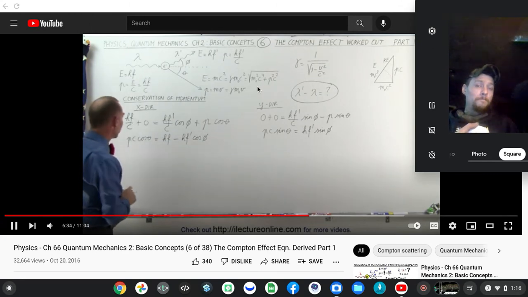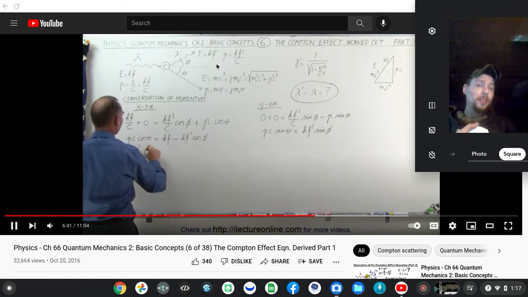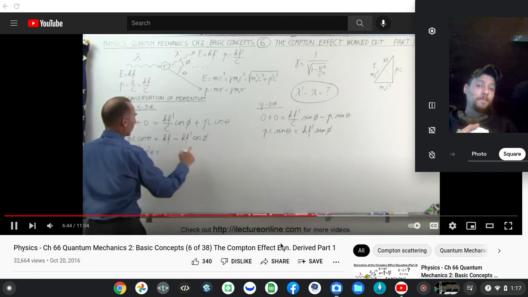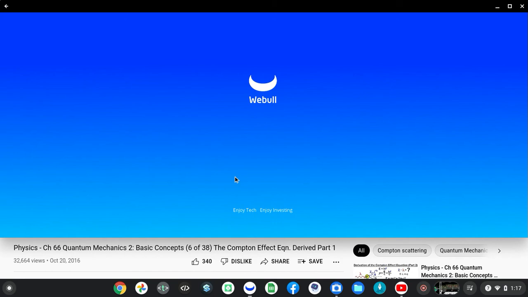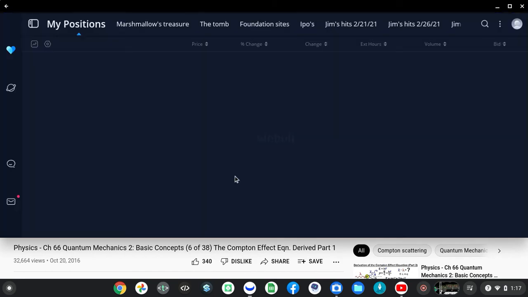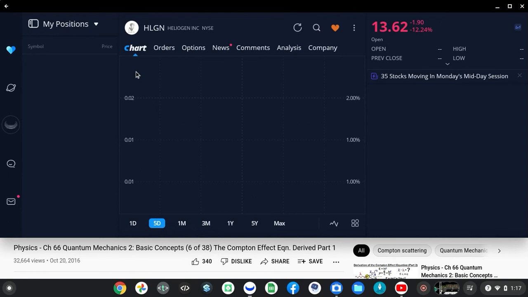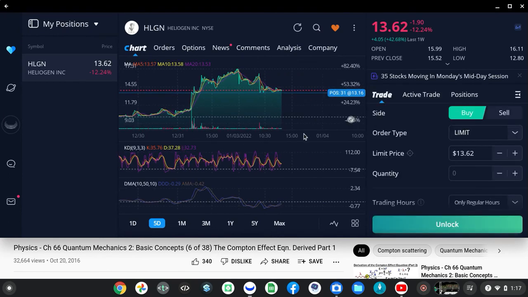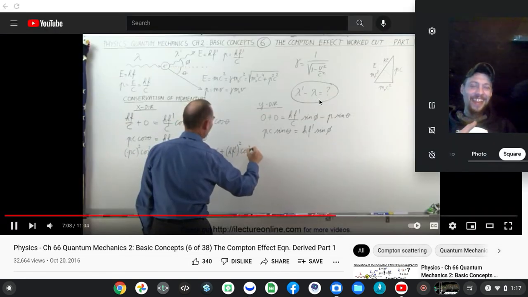When we square both sides, we get the following. We get P squared c squared times the cosine squared of theta equals, when we square this amount, we get the first term squared, HF squared, minus twice the product of these two, because there's a minus here, so minus 2 times H squared F F prime times the cosine of phi, and then we take this term squared, that would be plus the quantity HF prime squared times the cosine squared of phi.